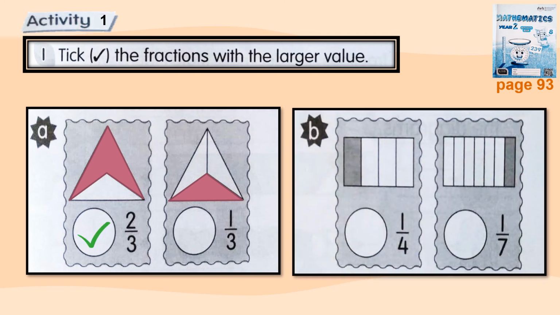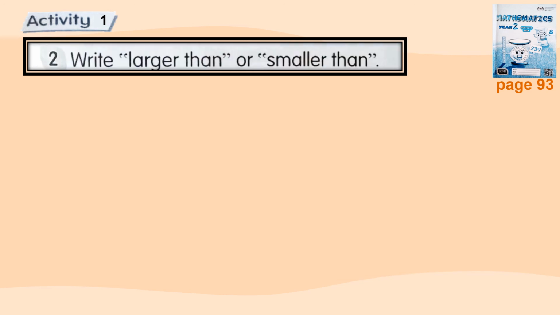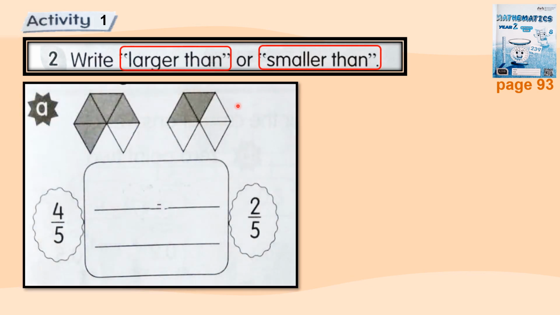B. Look at the fractions. Let's compare the colored parts. Which is larger colored parts? Yes, 1 over 4. So, 1 over 4 is the larger value. For C and D, try to do it yourself. 2. Read the instruction. Write larger than or smaller than. A. Look at the first picture.